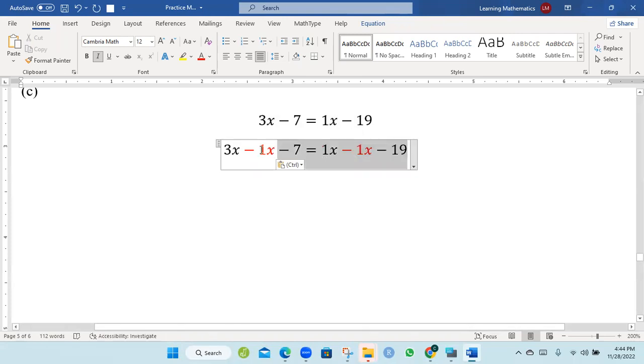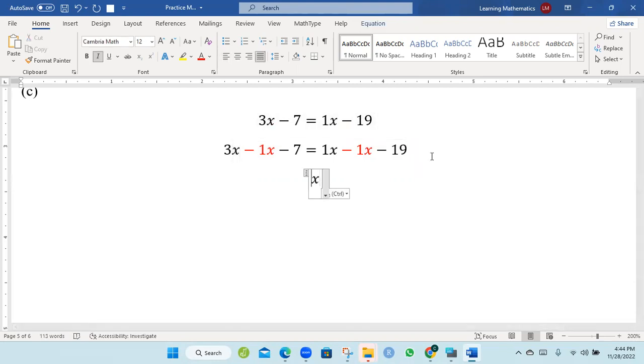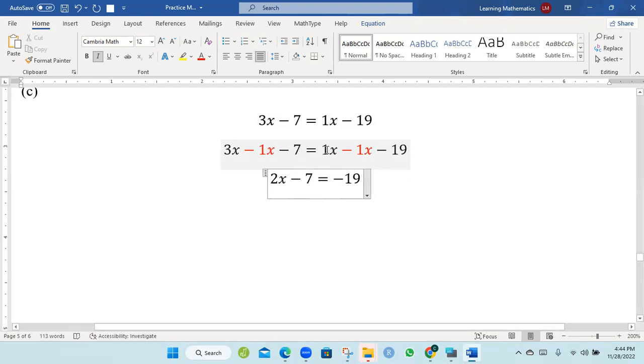Okay. So in the next step, 3x subtract 1x, we're going to have a 2x. And don't forget the minus 7. For x, it is cancelled out on the right side. 1 minus 1 is 0. So what we are left with on the right side now is a minus 19. On the right side, as we said, the x is cancelled out. 1x cancelled out 1x. So I'm left with a minus 19 on the right side.